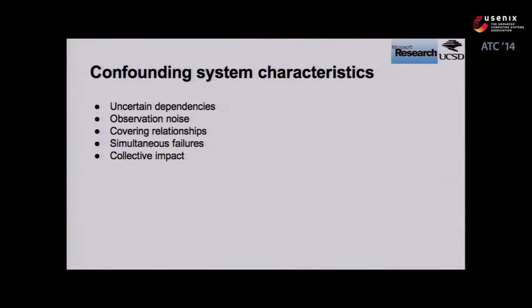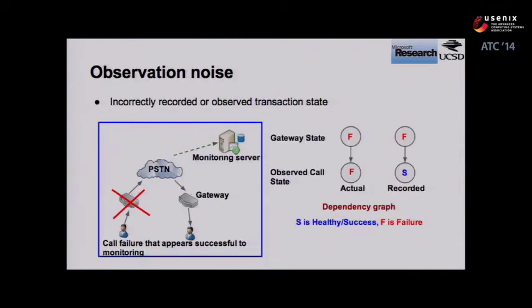So I told you how a localization algorithm works. But there are a few system characteristics that actually confound localization, and we mentioned these in the paper. There is exactly one that I want to go through today. So let's talk about observation noise. It results from incorrectly recorded or observed transaction state.